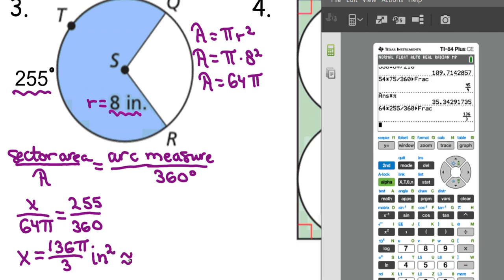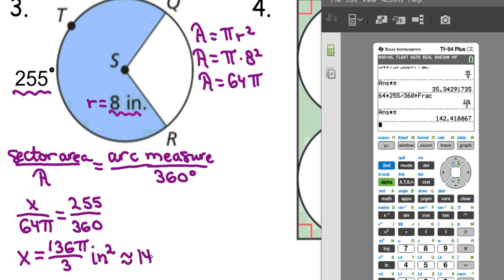And if I want an approximation, multiply that by pi on the calculator. And when I do that, I get a rounded answer of 142.4 square inches. Okay. There we go for that problem. That's number 3. Moving on to number 4.